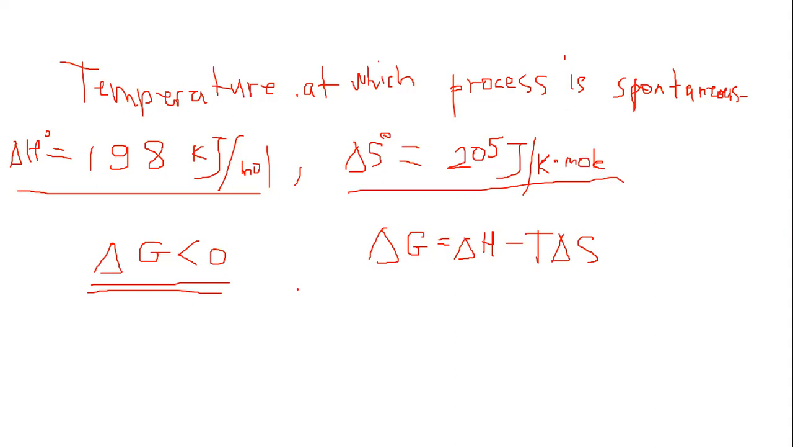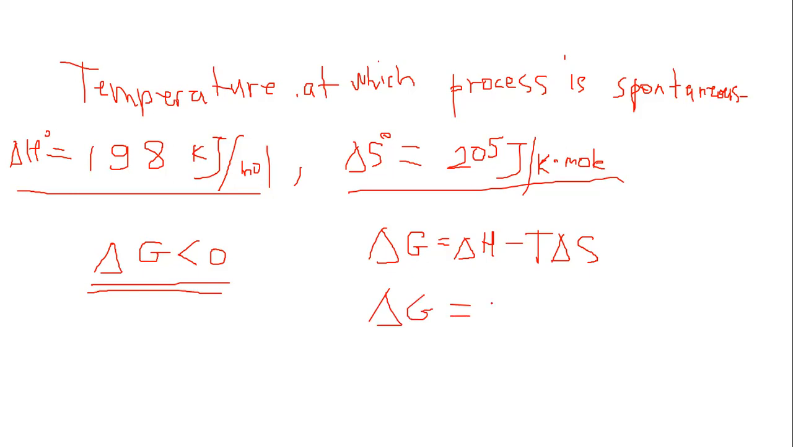We have three situations. Think a little bit, don't hurry up. When delta G is 0, we can find the temperature. Just wait a second.